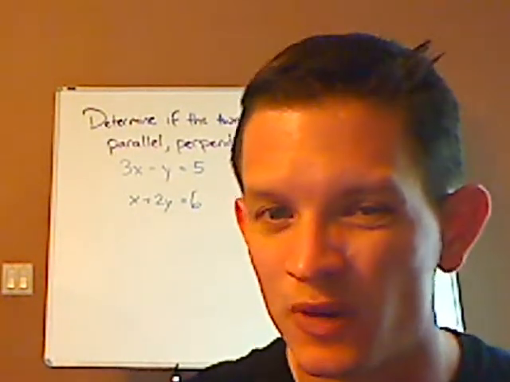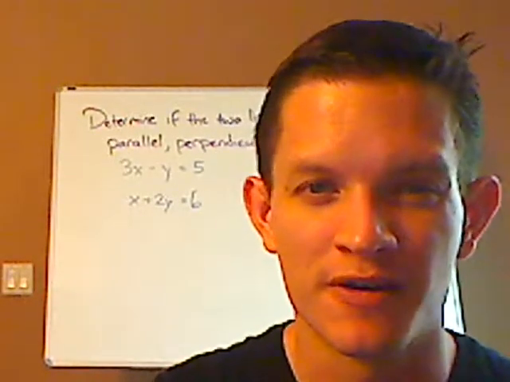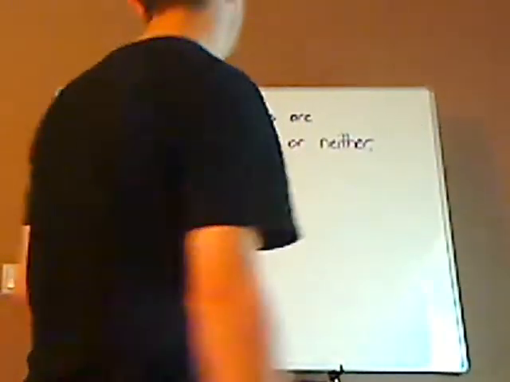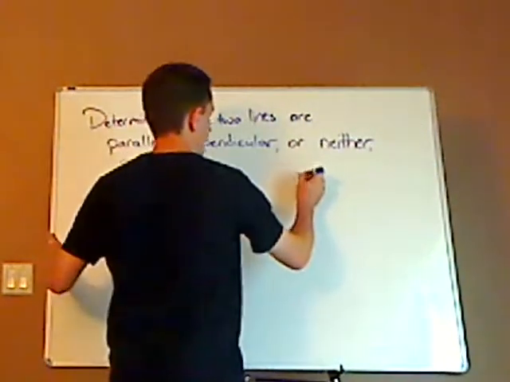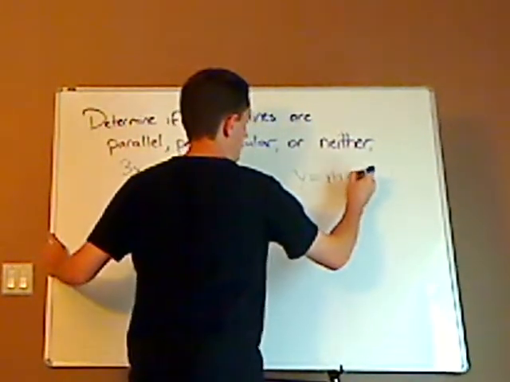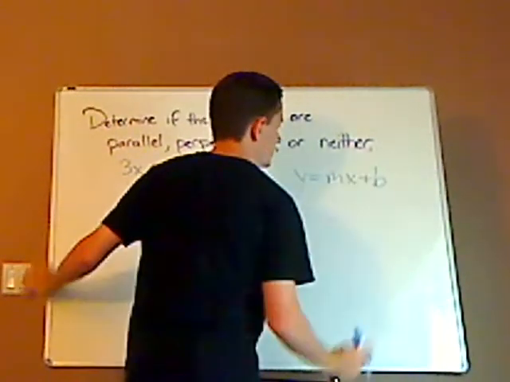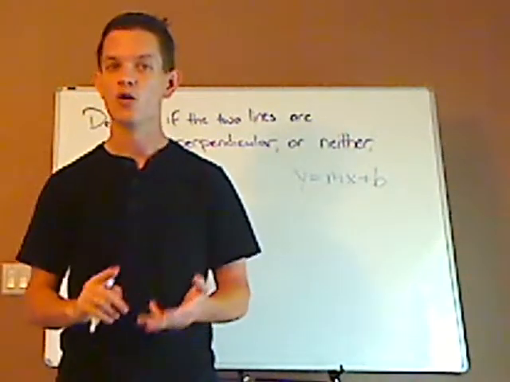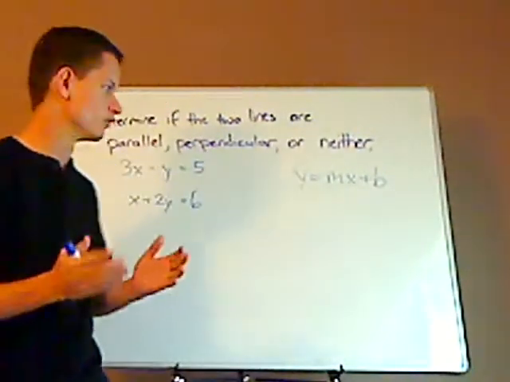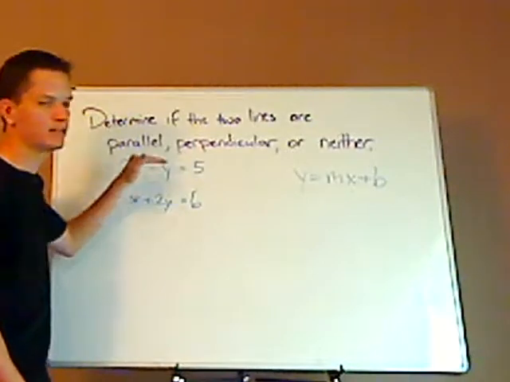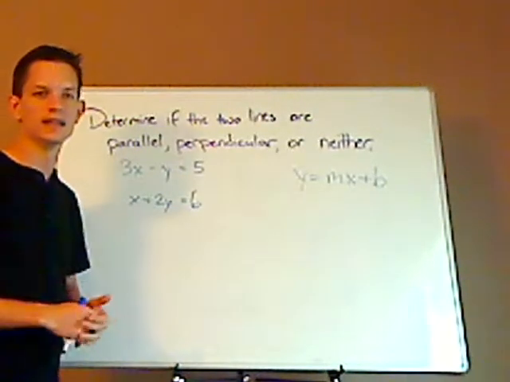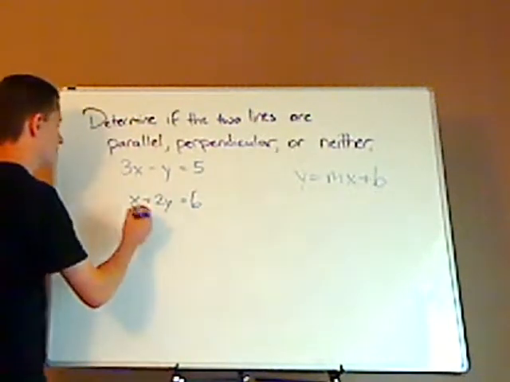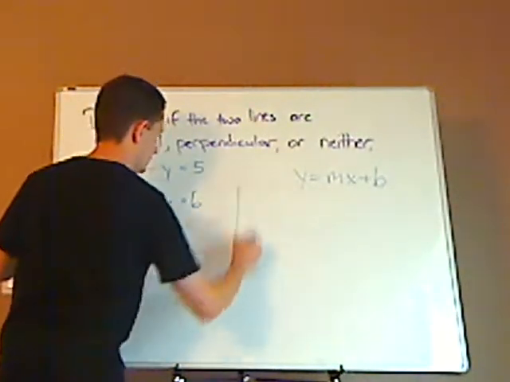Alright, the easiest way to go about this, since you're determining parallel, perpendicular, that's the relationship between slopes. Once you put it into slope-intercept form, which is y equals mx plus b, you can easily see if it's parallel, perpendicular, or neither. So what you want to do first is take each of these equations, solve for y, and see if they're parallel, perpendicular, or neither.